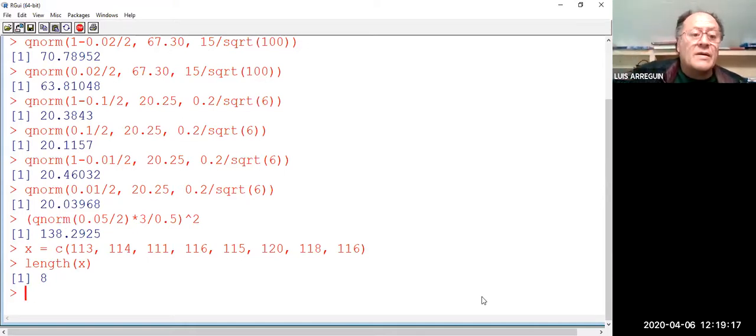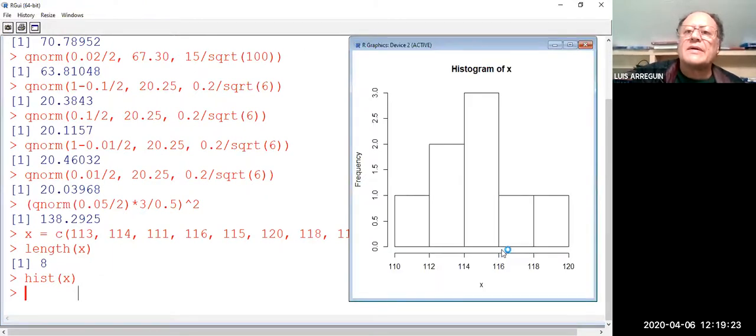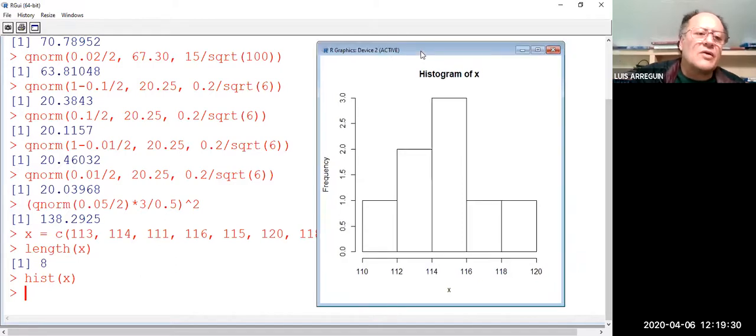So we can use histograms as I mentioned before. So you can have here a histogram. Looks normal. And you can also use qqnorm and qqline. So you're going to do that at home. So let's just finish finding the margin of error.